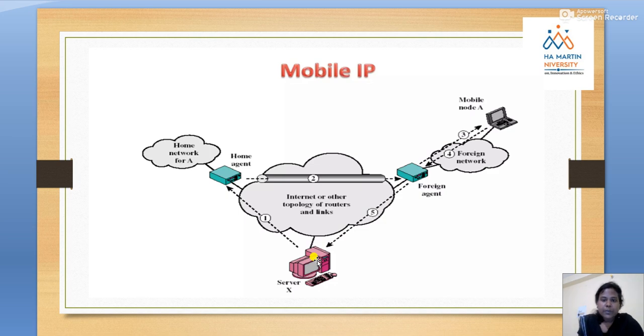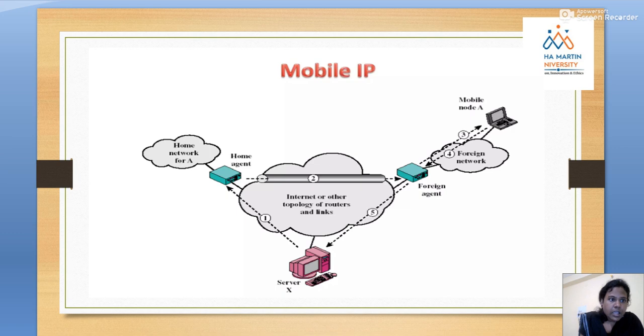So this is how the data flow basically occurs. Here encapsulation of the data occurs, and when the foreign agent gets the data, decapsulation of the packet occurs, and then after decapsulating the data, it sends it to the mobile node. After getting the message, the mobile node will communicate with the help of the foreign agent, telling the corresponding node that it has got the message successfully. This is how mobile IP works.